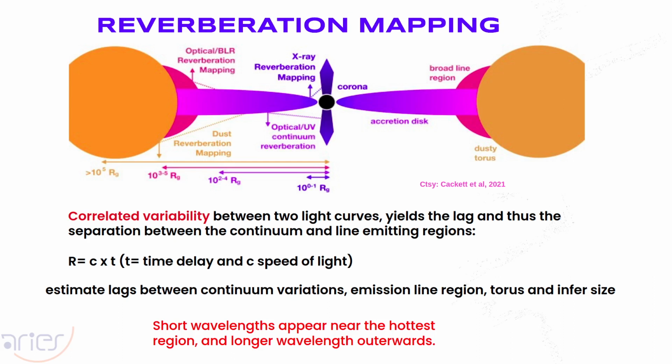Right. So reverberation mapping has been quite popular. It has been used to estimate lags between different wavelengths in the accretion disk. It has been used to estimate the lags between this inner region and this broad-line region here. And it has also been used to estimate the lags between your inner regions and the dusty torus. And yeah, so now I'll be talking about accretion disks.